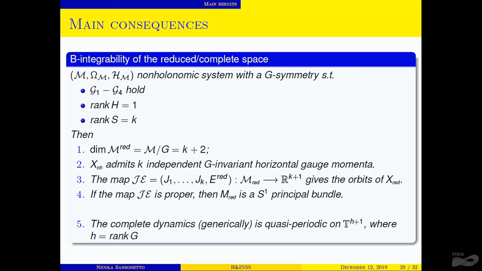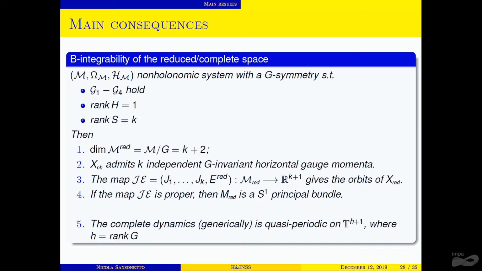Moreover, we know that there exist k independent G-invariant horizontal gauge momenta that descend to the quotient. Then there is the energy, because all these systems that have linear constraints in the velocity have preserved energy. So we have an energy-momentum mapping that gives the orbit of the reduced dynamics. So you can integrate the reduced dynamics by quadrature. But if the energy-momentum map is proper, then indeed the reduced dynamics is periodic, and it defines an S1 principal bundle.